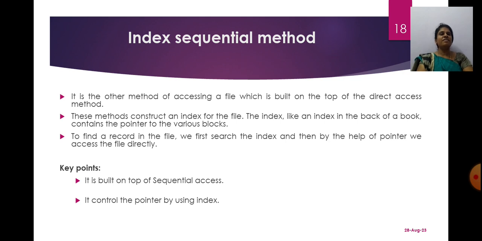Next is the index sequential method. It is the other method for accessing a file, which is built on top of the direct access method. This method actually has an index for the file. For example, in a book we have an index for easily identifying the content in a particular book. Similarly, here to access the records in a file, we first search the index, and with the help of the index we access the file directly. So as I told already, it is built on top of sequential access, and it controls the IO pointer by using the index value.